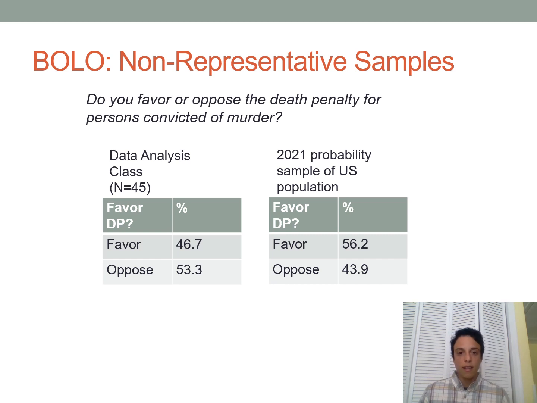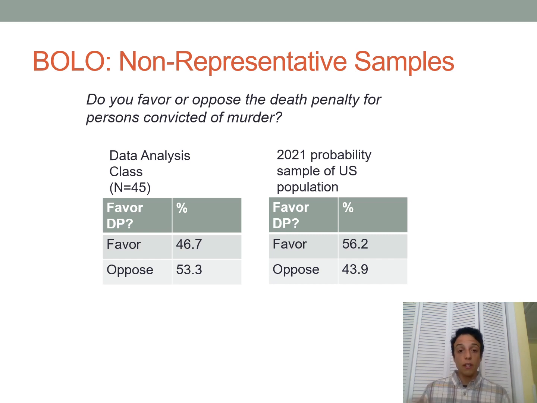One of the biggest ways that the sample of students in this class differs from the US population is that you are, on average, more educated. About 35% of people in the US generally have a bachelor's degree. Well, 100% of people in this class are going to have a bachelor's degree soon. And education is related to death penalty support. You also differ on other dimensions that are related to death penalty support. Compared to a data analysis class, the US population tends to be older, whiter, more conservative, and those also play into death penalty support.